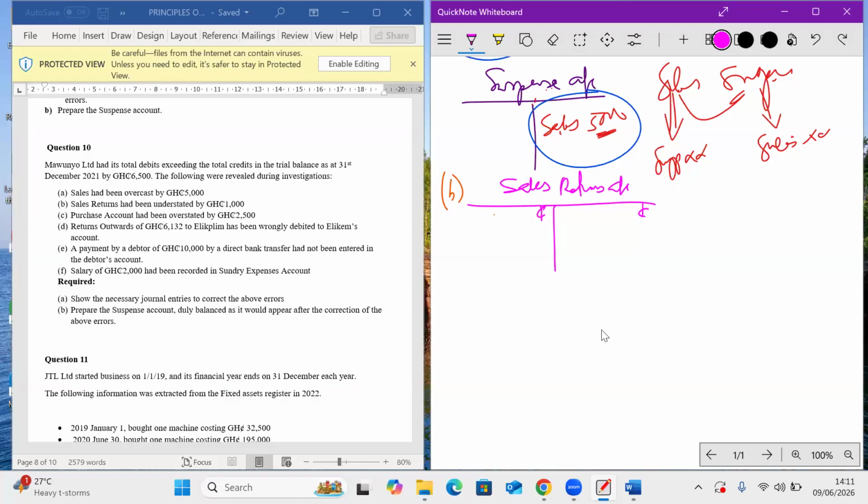Are you getting it? And he said that the sales returns have been understated by 1,000. What does it mean? It has been reduced by 1,000, less than it should be. Understated. So maybe they should have written 10,000. Let's assume the other account was 10,000. So here they should have done 10,000, but they rather made it 9,000. Meanwhile, the original account, which is the correct one, has 10,000. So it has been understated by 1,000. Are we good? Yes. So it means there's a shortage in the sales returns account.